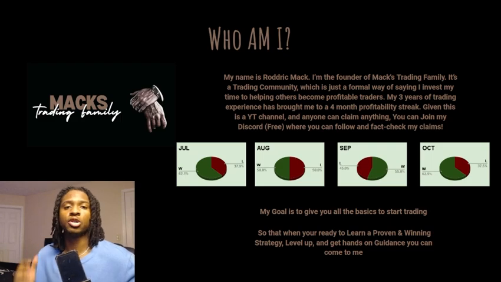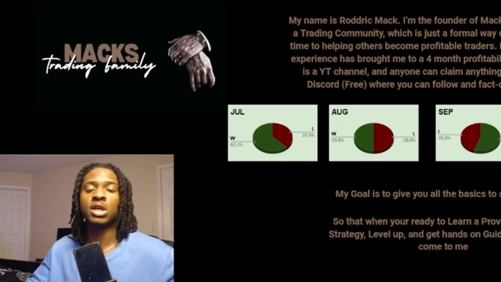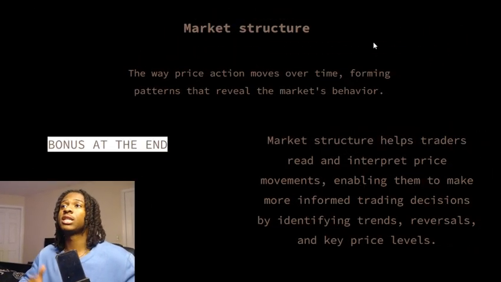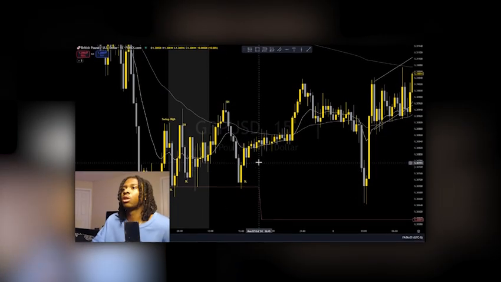Now, before we hop in the charts and go over some examples, we must first define what market structure is. Market structure is the way price action moves over time, forming patterns that reveal the market's behavior. Market structure helps traders read and interpret price movements, enabling them to make more informed trading decisions by identifying trends, reversals, and key price levels. Also, stick to the end to see exactly how I use market structure and my strategy.